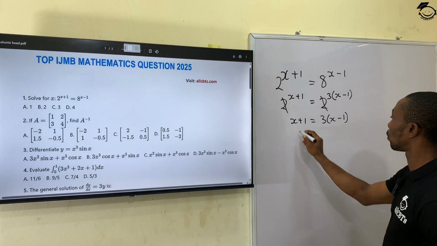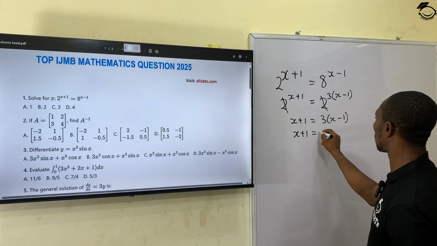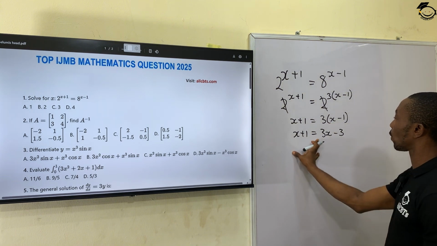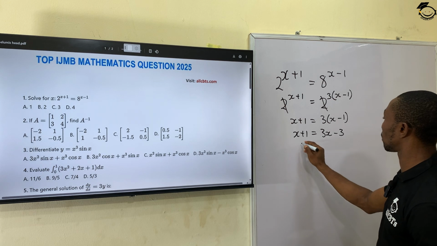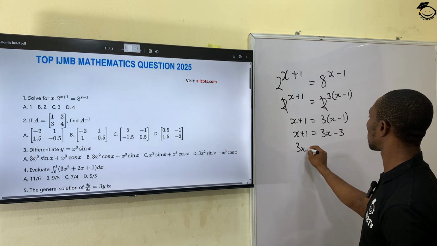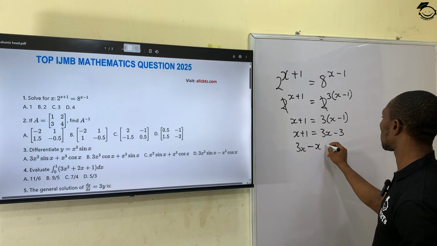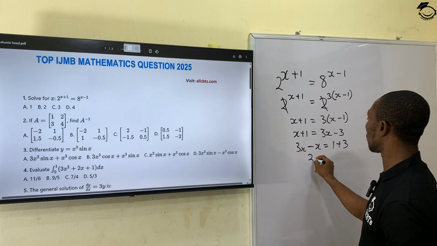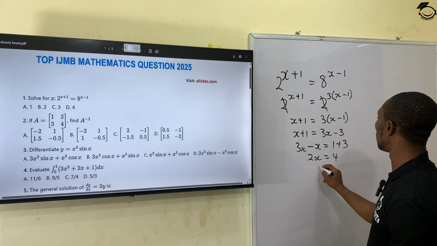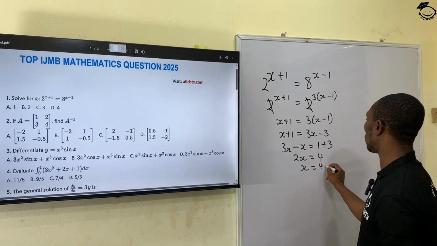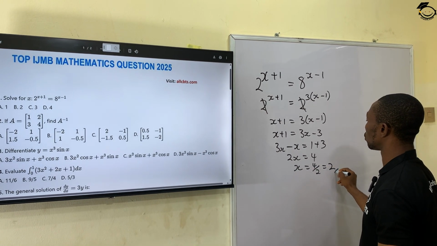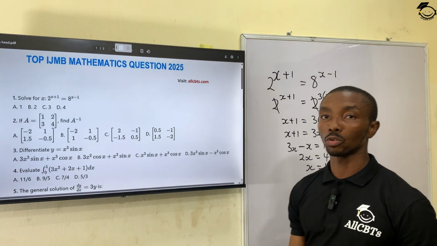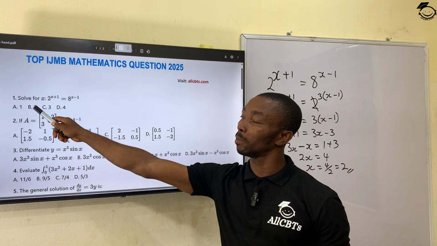Expanding this, we have x plus 1 equals 3x minus 3. Now from here, we can collect like terms. This becomes 3x minus x equals 1 plus 3. So this will give us 2x equals 4. So x equals 4 over 2, which gives us 2. So our answer is x equals 2, which is option B.